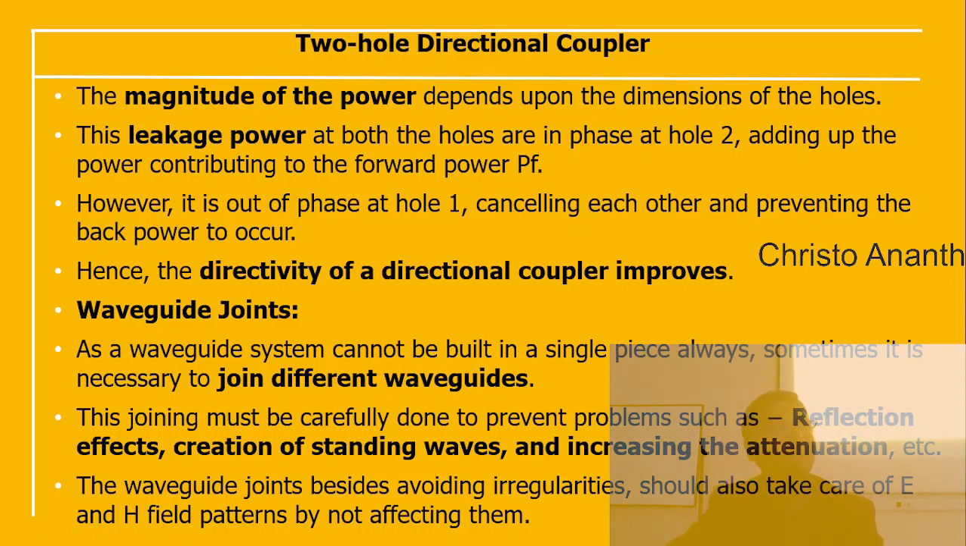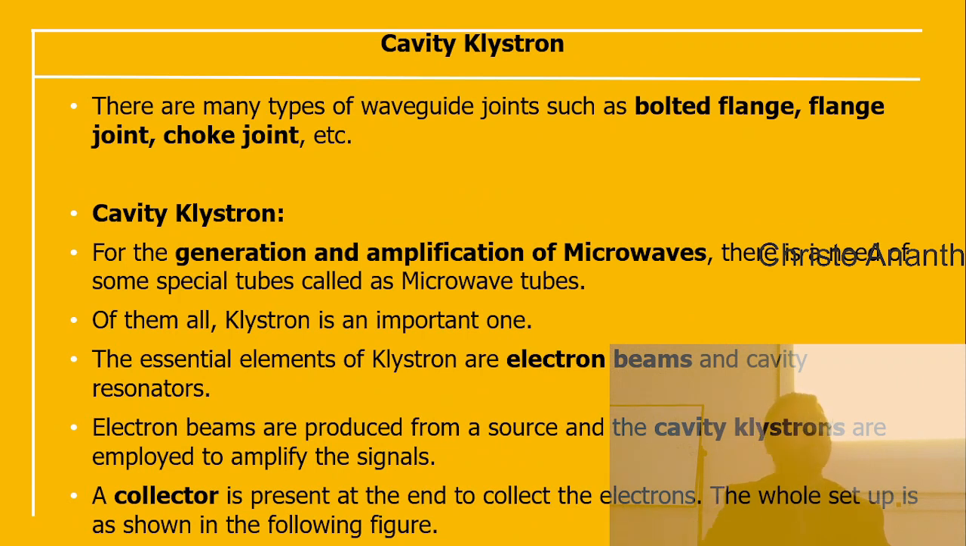Then we'll have waveguide joints. As a waveguide system cannot be built in a single piece, it's necessary to join different waveguides. The joining should prevent problems like reflection effect, standing wave, and increased attenuation. Besides avoiding these irregularities, the waveguide joints should also take care of electric field as well as magnetic field patterns, by not impacting them. There are many types of waveguide joints: we have bolted flange, flange joint, choke joint.